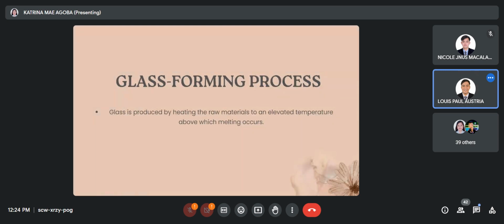Glass forming process, ito man ay yung glass is produced by heating the raw materials to an elevated temperature above which melting occurs. Most commercial glasses are of the silica soda-lime variety. The silica is usually supplied as common quartz sand, whereas sodium oxide and calcium oxide are added as soda ash and limestone. For most applications, especially when optical transparency is important, it is essential that the glass product be homogeneous and pore-free.